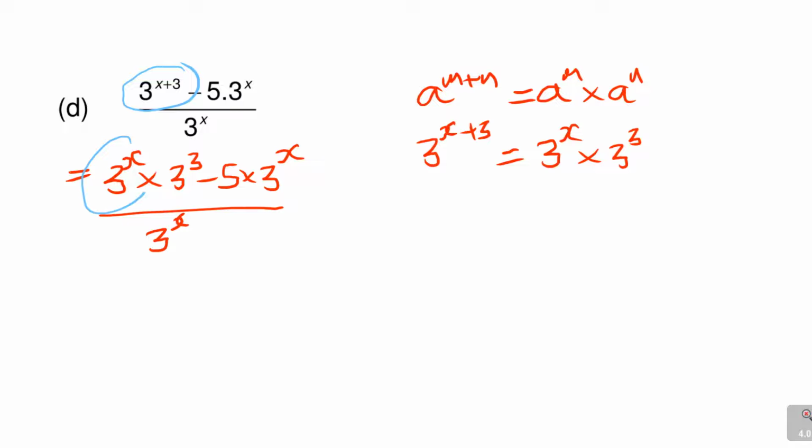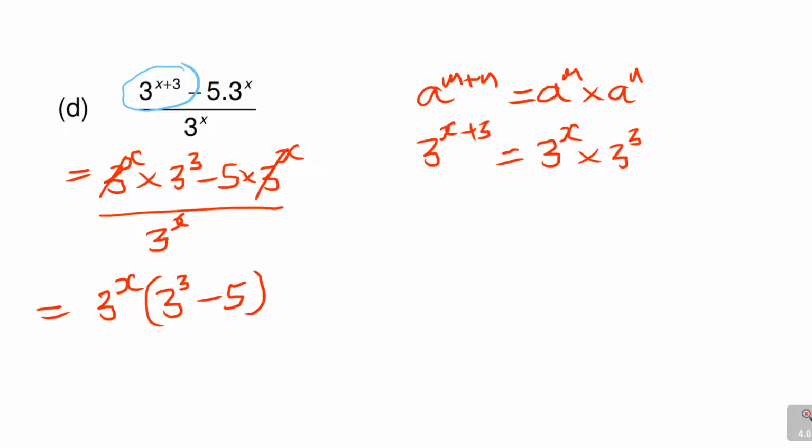There is 3 to the power of x, there is a minus, and then there is 3 to the power of x. You factorize, you see. And what are you taking out? You are taking out what is common, which is 3 to the power of x. Then from there we have 3 cubed minus 5, because this will cancel and that will cancel and you take it out. Are you seeing that?